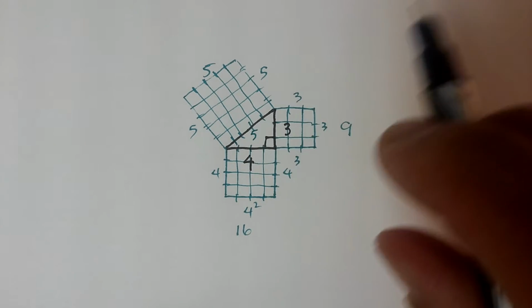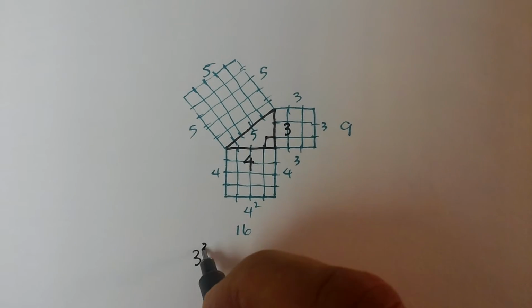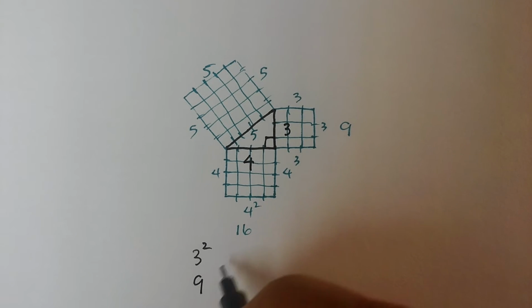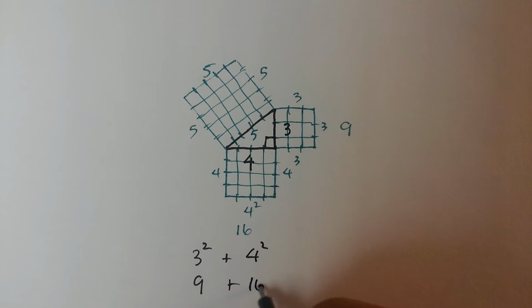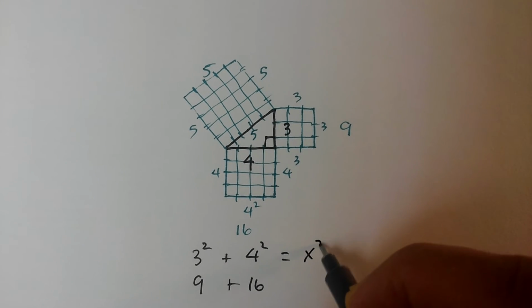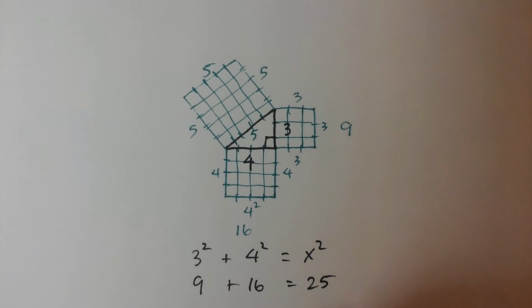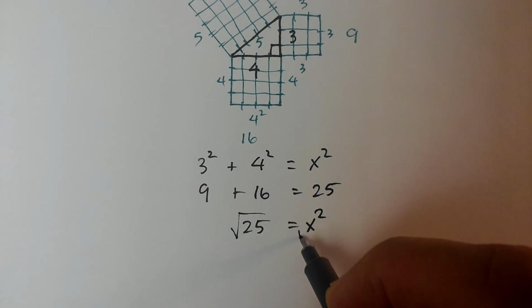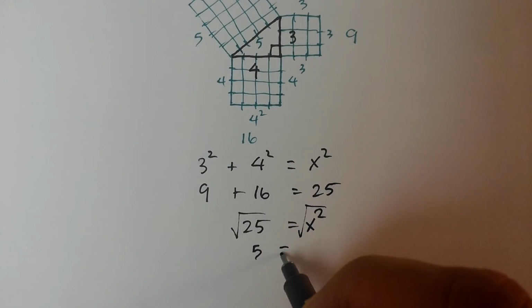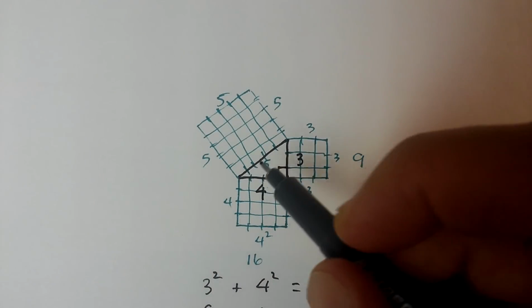So we know that it's 5. Let me explain that. I know that 3 squared gives me 9. 4 squared gives me 16. And if this were x squared, add those up, and you would get 25. So 25 would be equal to x squared. Take the square root of both sides. 5 would be equal to x. And sure enough, we get what the length of this is.